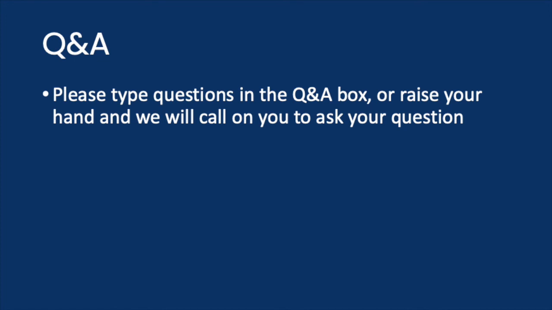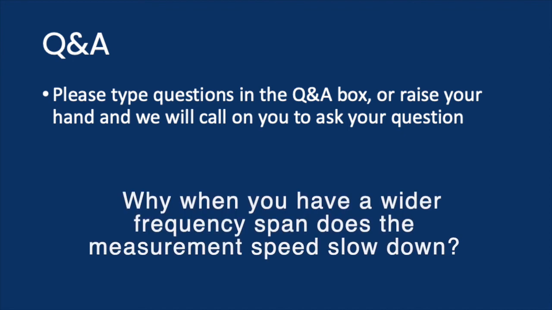So Rich, I have a question here on my end. This person's just asking, why, when you have a wider frequency span, does the measurement speed slow down? Yeah, great question. You can imagine, as you have that larger span, looking at a bigger capture window, it just takes more time to process. And that's going to be one of the main pieces that fall into why that slows down.